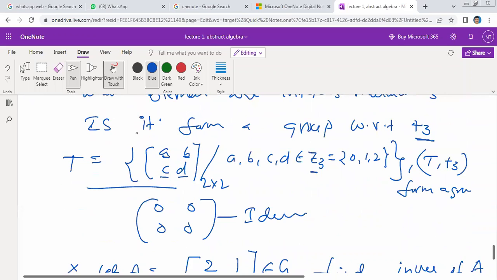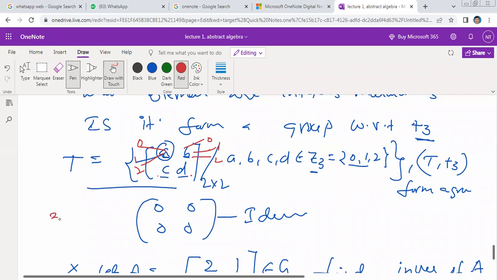Instead of A, the possibilities of A are 0, 1, 2. The possibilities of B are also 0, 1, 2. Corresponding to A, B, C and D, there will be 3 options each. A has 3 options, B has 3 options, C and D have 3 options.